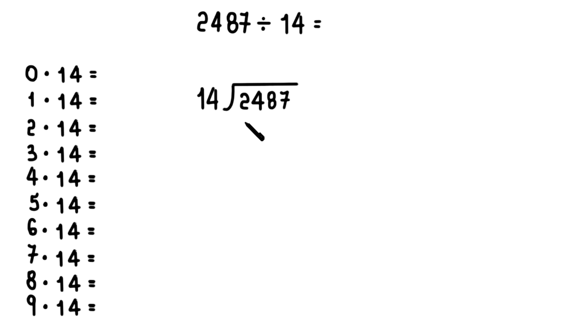Okay, can we start with these two here? No. Because it's less than 14. Can we start with 24? Yes. Great. Don't move along. You wait a moment, okay? What number from 0 to 9 do we multiply by 14 to get almost 24?